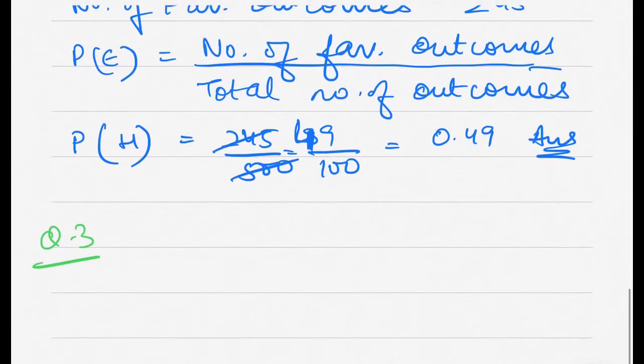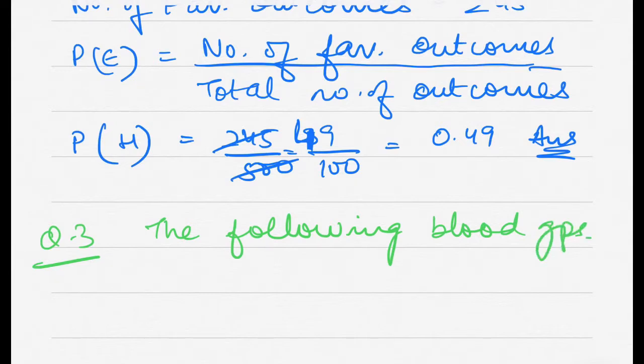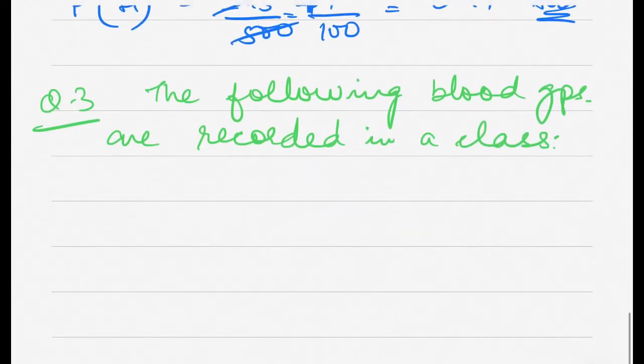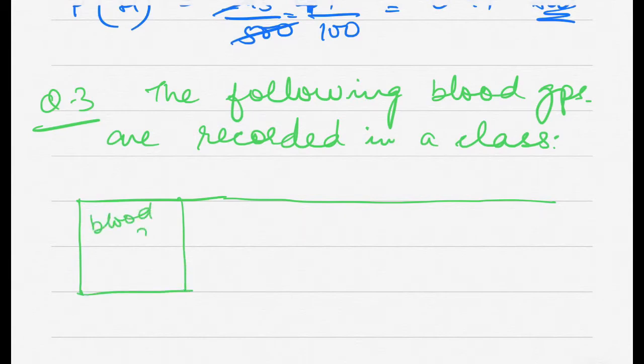So question number 3 says the following blood groups are recorded in a class. The table is given to you. Let me make the table. So my table is like this. Here I have blood groups, and here I have number of students.